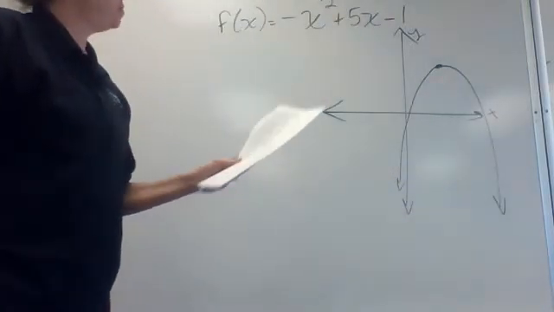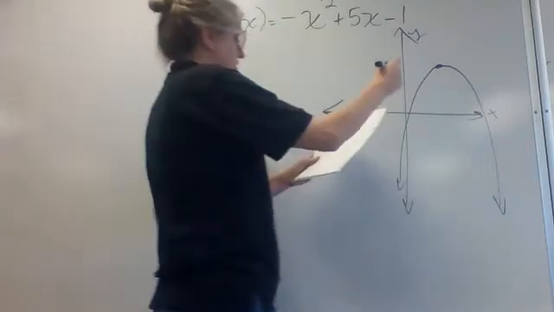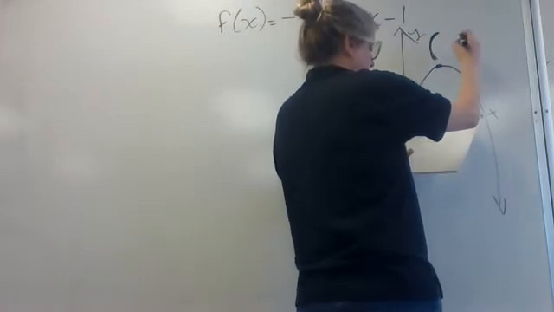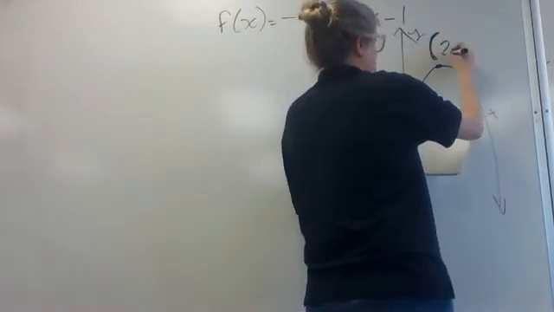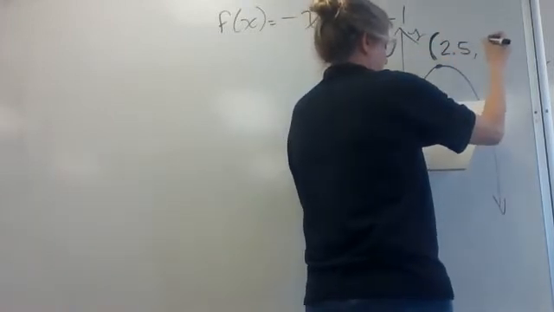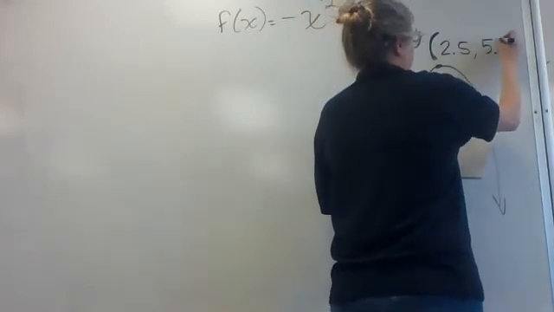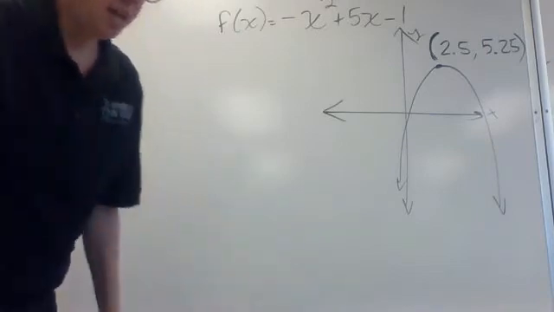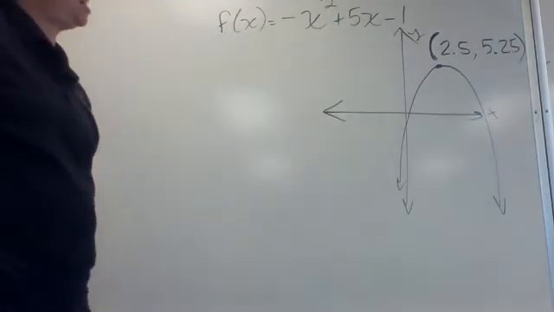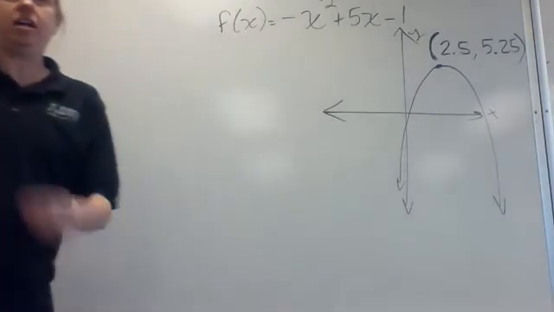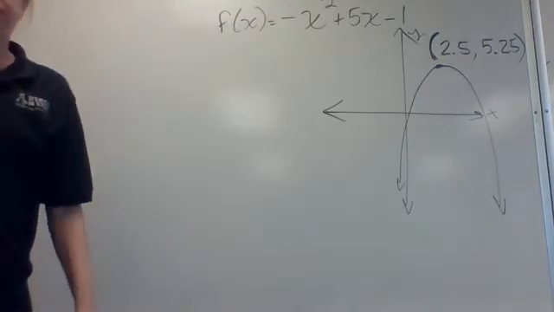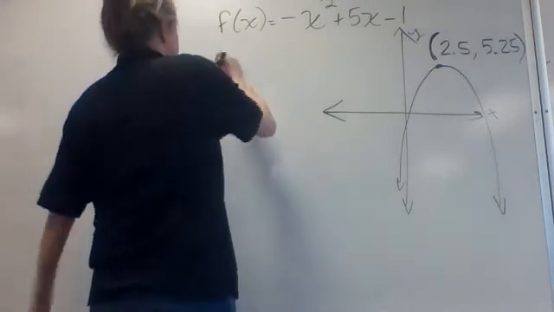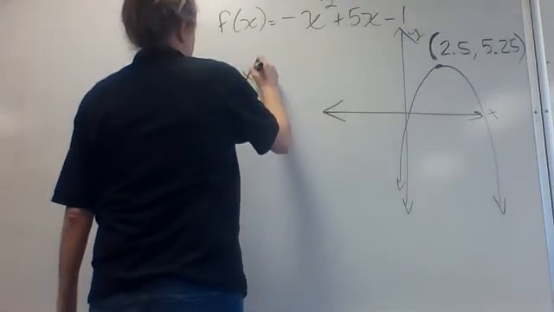It would be an upside down parabola since the x² is negative, but then it gives us all the information that we're going to need. It tells us that the vertex is at 2.5, 5.25. The first question is, does this function have a relative maximum or relative minimum? Where's the vertex? It's at the top, which means that's its maximum. Good.